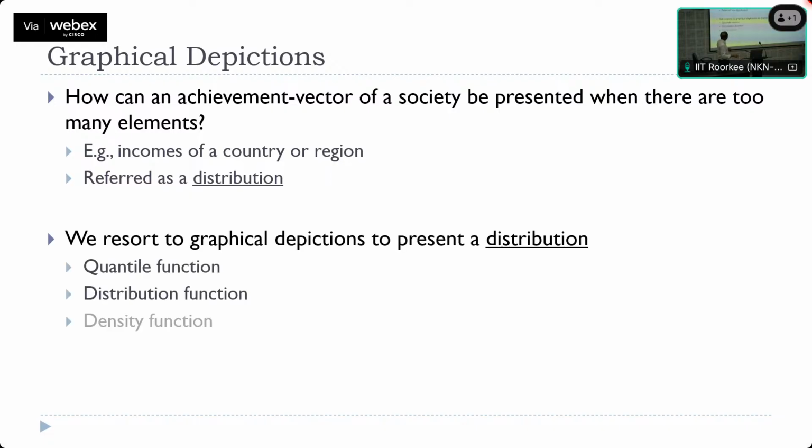So for graphical representation, we can use tools such as quantile functions, distribution functions like probability distribution functions, probability density functions. How many of you have heard about distribution functions, density functions? How many of you have not heard? Please raise your hand. There is nothing to be shy about, so that I know. Okay, so I will explain slowly. And if you have any question, again, stop me and ask.